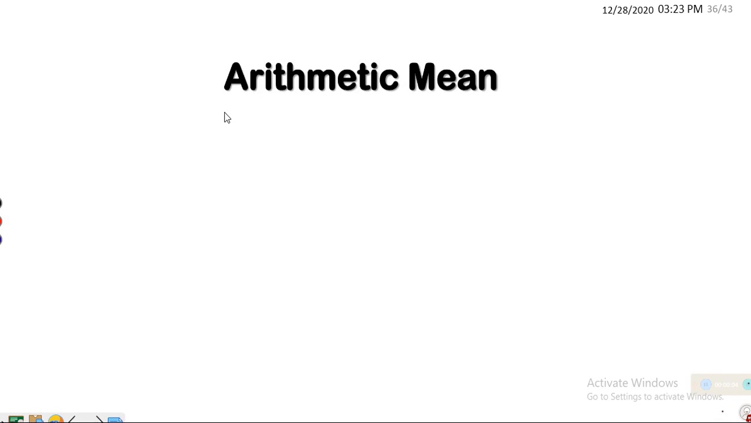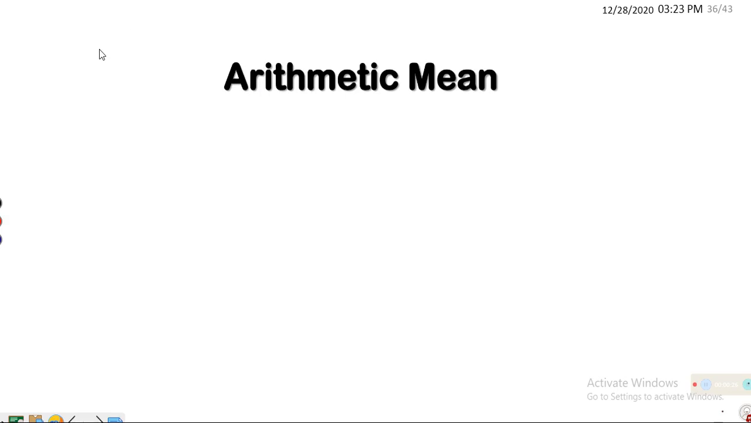In this lesson, we want to discuss arithmetic mean and the sum of nth term of an arithmetic progression. So at the end of this lesson, you should be able to understand and calculate arithmetic mean, and you should be able to calculate the sum of nth term of an arithmetic series.